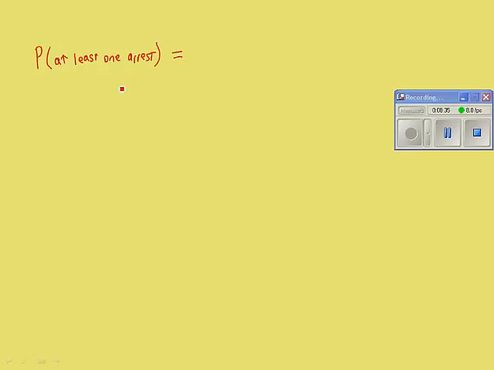How are you guys going to do a problem like this? You'll do 1 minus the probability of what? 0 arrests. Yes? No, we did the subtraction already. We subtracted 7 and got 93. Okay. So 1 minus the probability of 0 arrests.